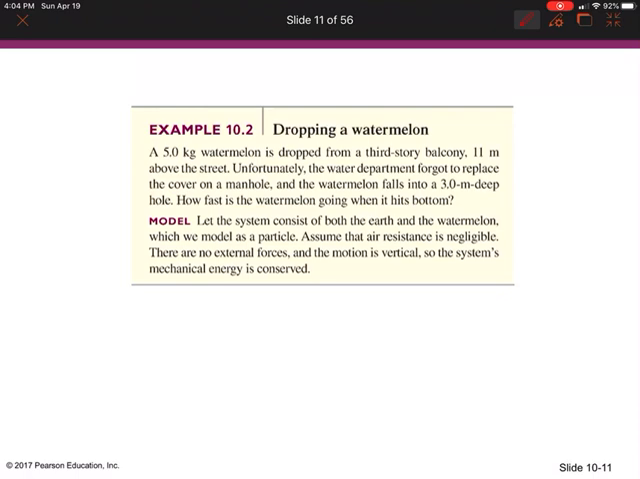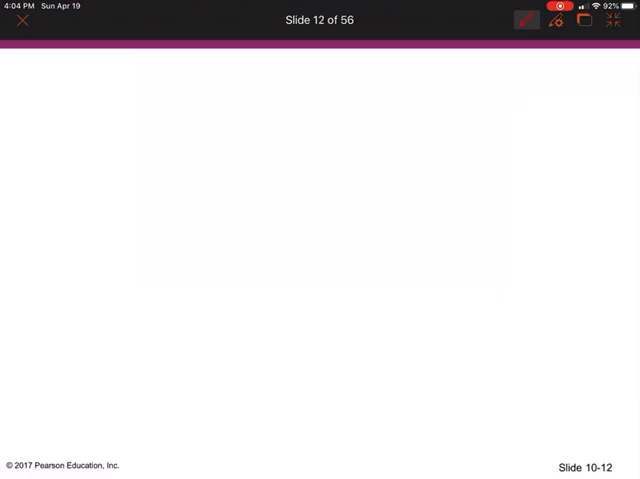Okay, so let's write down what we have. Let's go over here to this other slide if you have it printed off. Let's write what we've got. We've got a watermelon that's 5 kilograms, and it's dropped from a 3rd story, which it says that the height was 11 meters. But then it goes on and says that it goes an additional how many meters? It goes an additional 3 meters. So we end up having to figure out what the velocity is as it hits the very, very bottom.